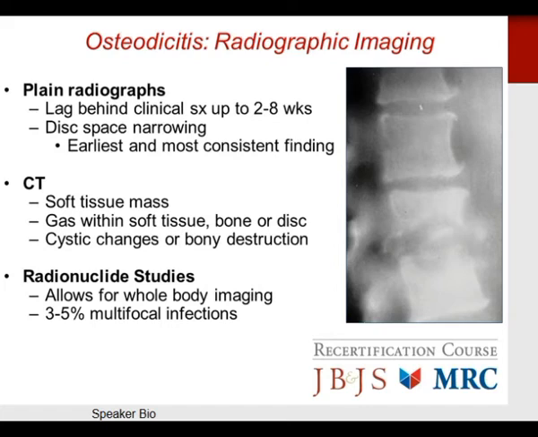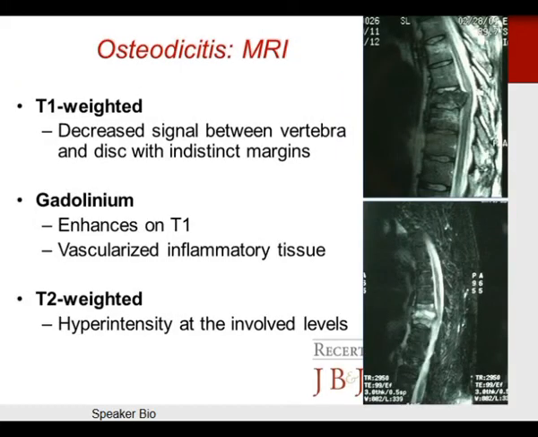CT scan can help in identifying the end plates, as well as look for cystic changes or gas within the soft tissue. Bone scan can help because 3 to 5% of patients present with multifocal infections. It also allows for whole body imaging. The imaging modality of choice remains the MRI. On T1, there's decreased signal with indistinct margin of the disc space and the end plate. MRI with gadolinium helps demonstrate enhancement on T1 weighted image with increased inflammatory vascularization. T2 weighted images demonstrate hyperintensity at the involved levels.